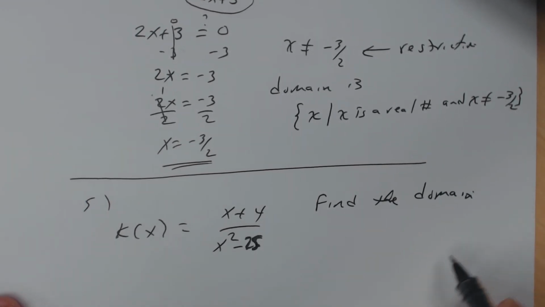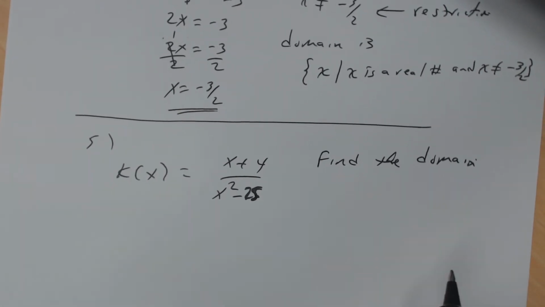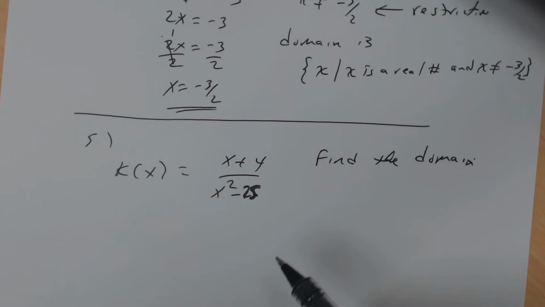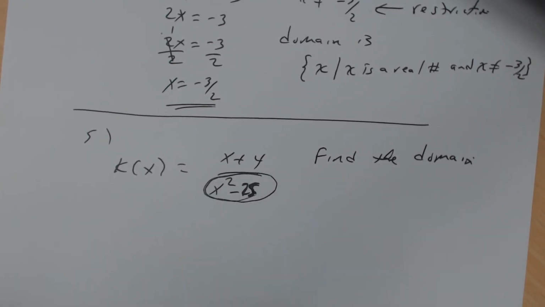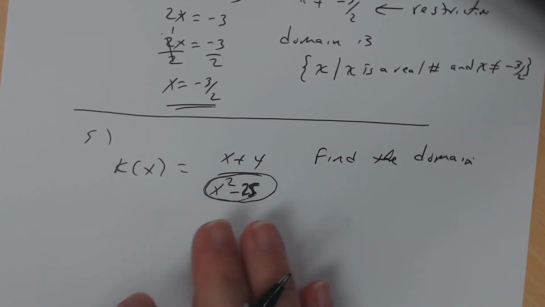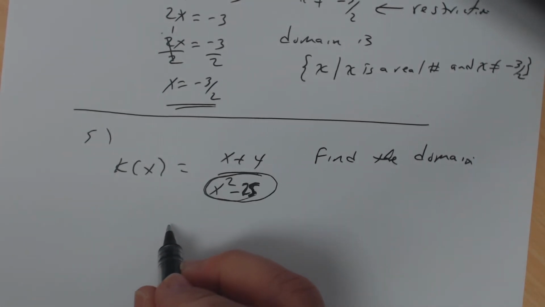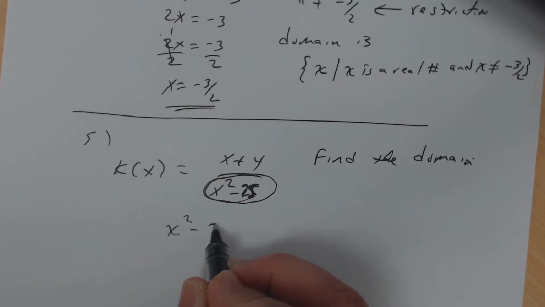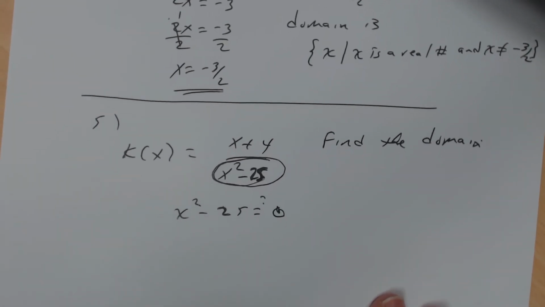To find the domain of a rational function, the domain will be any real number except those that make the denominator 0. So I've got to find out what makes this denominator 0. That's where the stuff from the last chapter on factoring is going to help you. So I set the denominator equal to 0. That's what I'm asking myself: where is this denominator equal to 0?